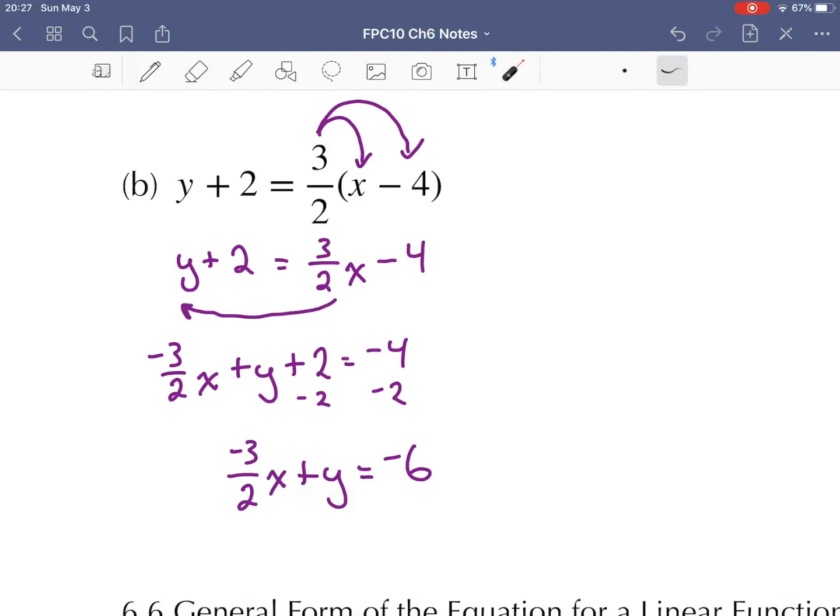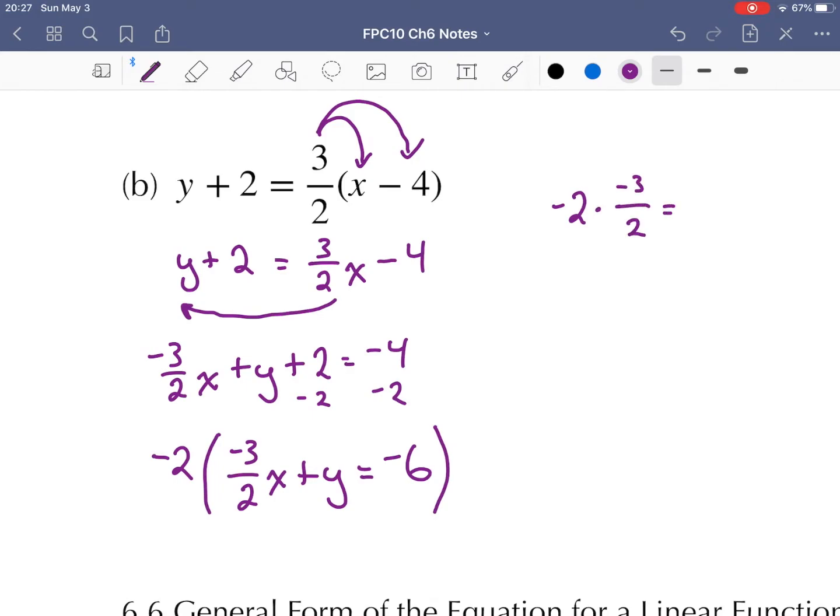Now, let's take a look at our coefficients and see if they meet our conditions. Our constant is an integer. That's good. Our coefficient of y is plus 1. That's an integer. That's good. Our coefficient of x is a fraction. Not good. It needs to be a positive integer, a natural number, 1, 2, 3, 4, 5. So we're going to take this. We're going to multiply everything by negative 2.